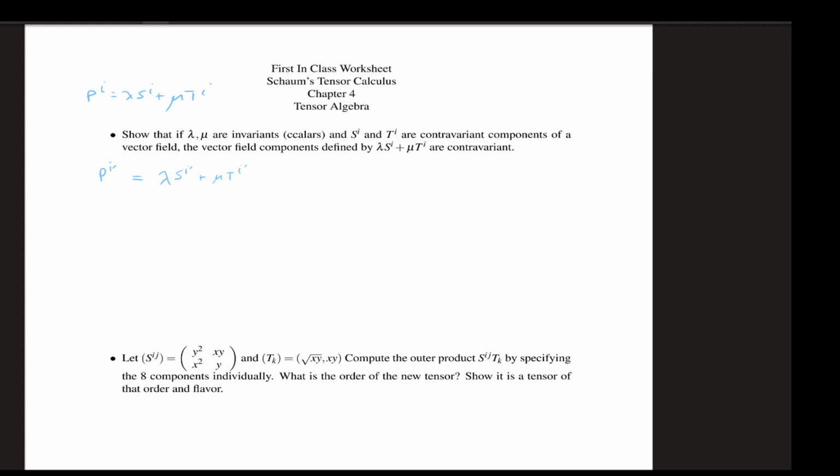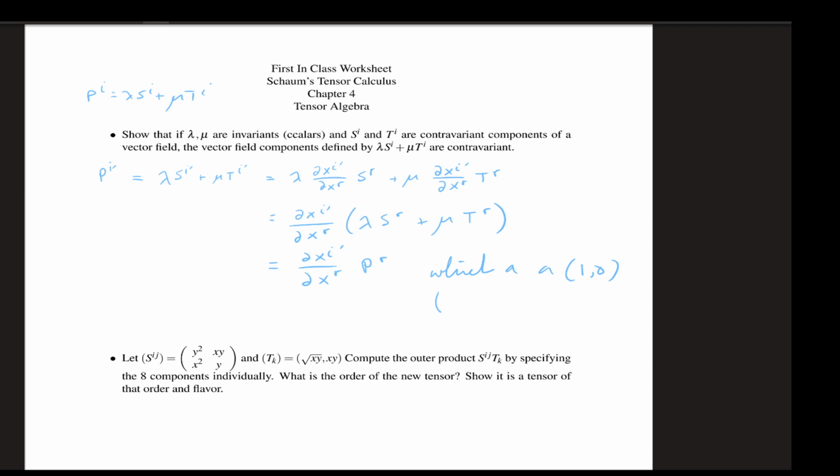And that would be lambda Si prime plus mu Ti prime. And now what do we know? We know S is a contravariant component, so that's partial Xi prime, partial XR, SR plus mu, and I'll use the same letters, partial Xi prime, partial XR, TR. And now I can factor that out. I can say partial Xi prime, partial XR, and then lambda SR plus mu TR. And now that's partial Xi prime, partial XR, PR, which is a 1-0 transformation.